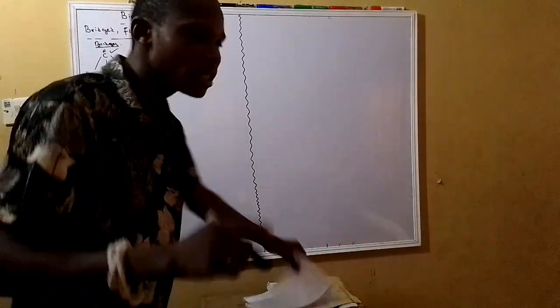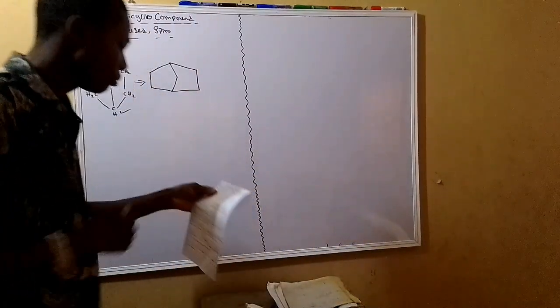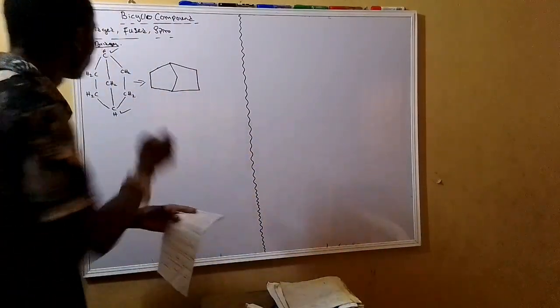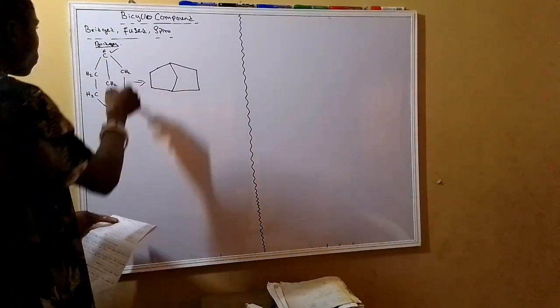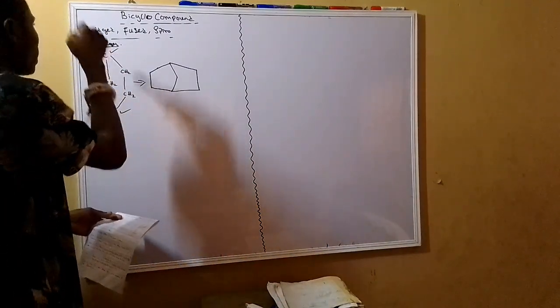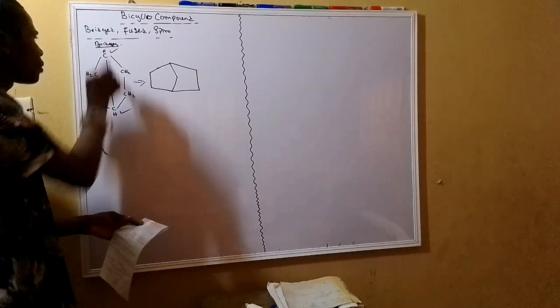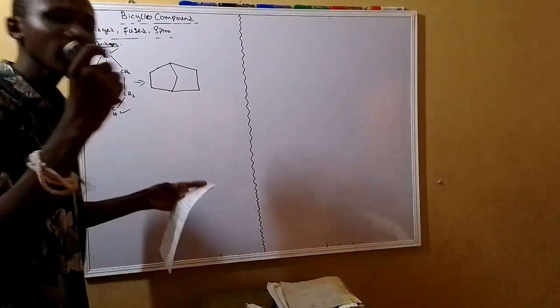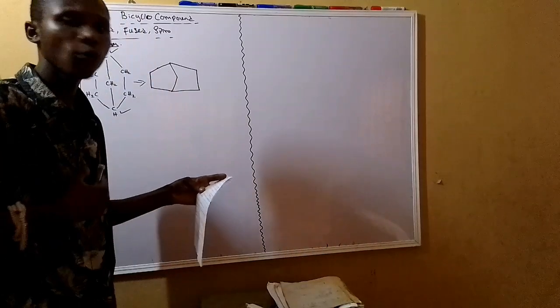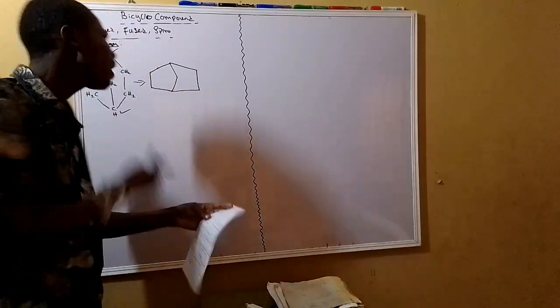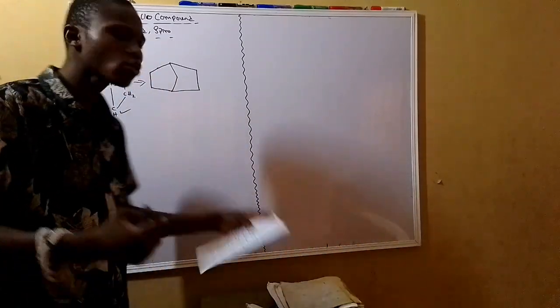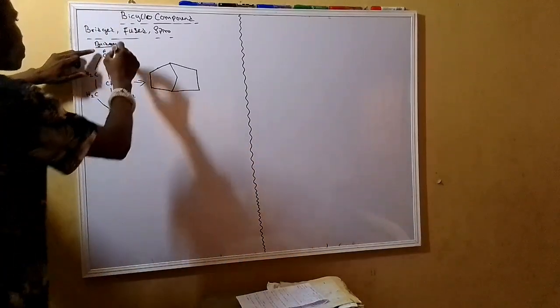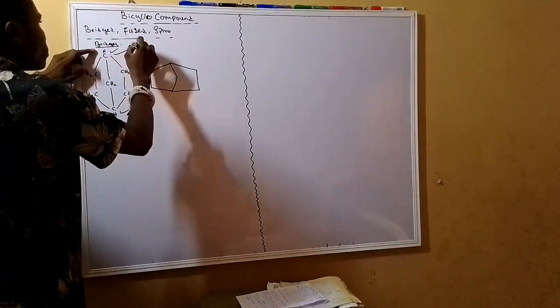So therefore, it says the carbon atoms common to both rings are called the bridgehead. Why is that? Moving from here to here, this is common. From here to here, these two are still common. Then, guys, it says that each chain of atoms connecting the bridgeheads is called a bridge. This is called the bridgehead.